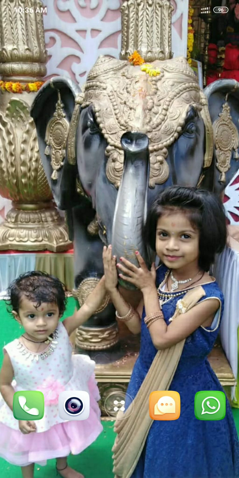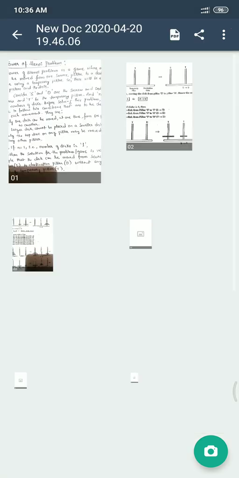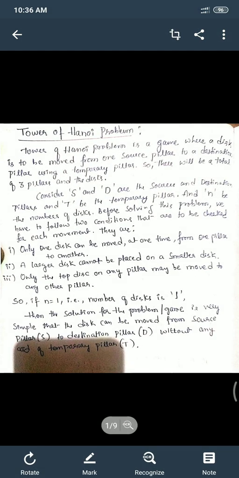Today we are going to discuss the concepts of the Tower of Hanoi problem. Tower of Hanoi is a game. Let us look into the Tower of Hanoi problem. It is a game where a disk is to be moved from a source pillar to a destination pillar by using a temporary pillar.